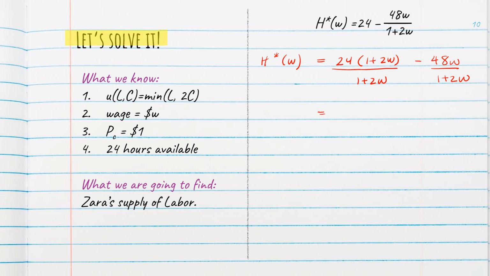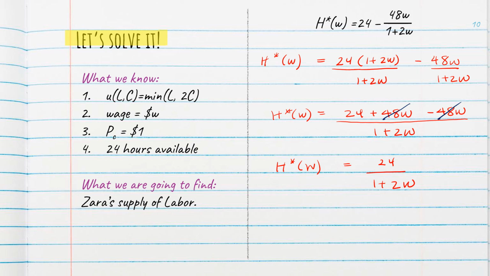What I can do from here is a little bit of simplification. I have 24 plus 48W minus 48W all over 1 plus 2W. So I can combine these two terms as I simplify because they now have the same denominator. Lucky for us, we see something wonderful has happened. 48W minus 48W is 0. And so we can rewrite our supply of labor curve as 24 divided by 1 plus 2W. We can call that equation 6 if we wanted to.